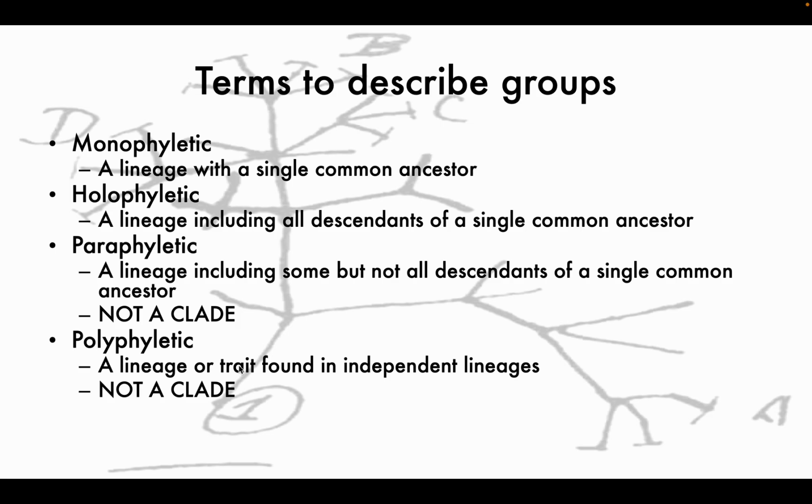Para means on the side of, or adjacent to. A paraphyletic lineage has a single common ancestor, but doesn't include all descendants from that common ancestor. Paraphyletic groups are thus not clades. Poly means many, and a polyphyletic trait or lineage refers to a group of organisms that may share some characteristic, but that characteristic evolved multiple times independently. And therefore, polyphyletic groups are not clades either. All these terms are probably just abstract word salad, so let's try to apply them to some concrete examples.